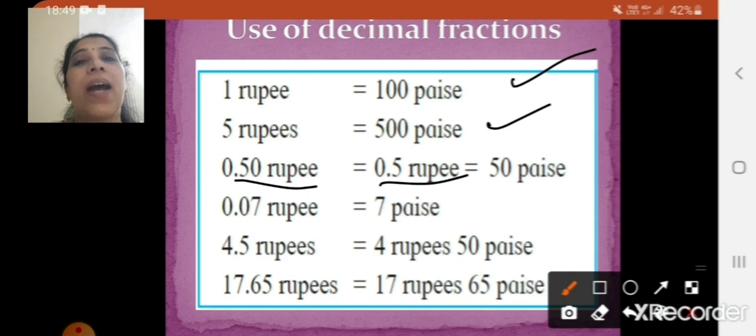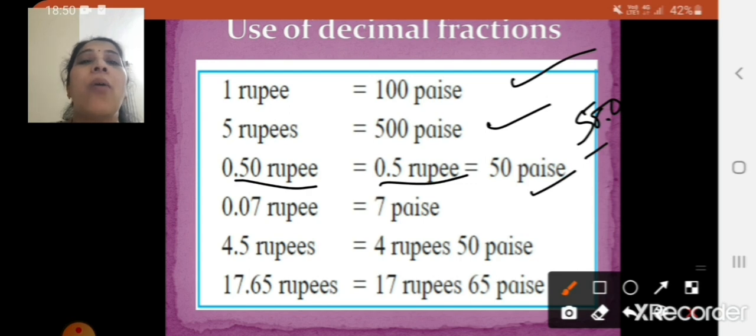So 0.5 into 100. So what you will do, children? You will now, just for a moment, not think about the decimal point. So 5 into 100 or 100 into 5. So how much do you get? 500. Now how many decimal places are there? Here 1. So you will put 1 decimal place. So you got 50 paise. So this is your answer, 50 paise.